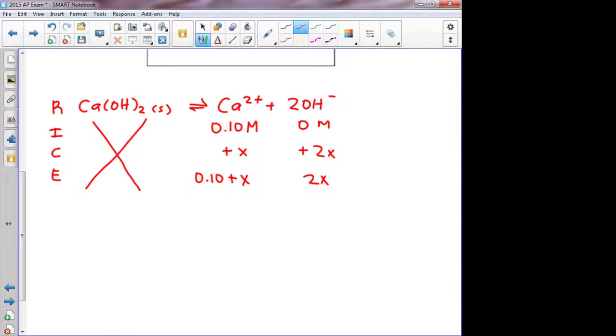The only way that it's going to be minus x on this side is if you start with the products. Right? Would be if they were asking me to do the reverse reaction. And I don't think they'll do that to you. I really don't.